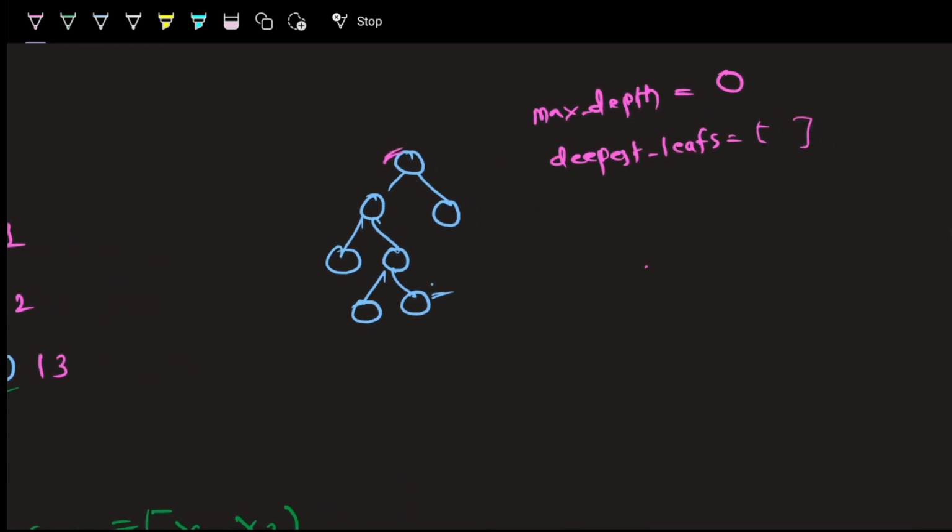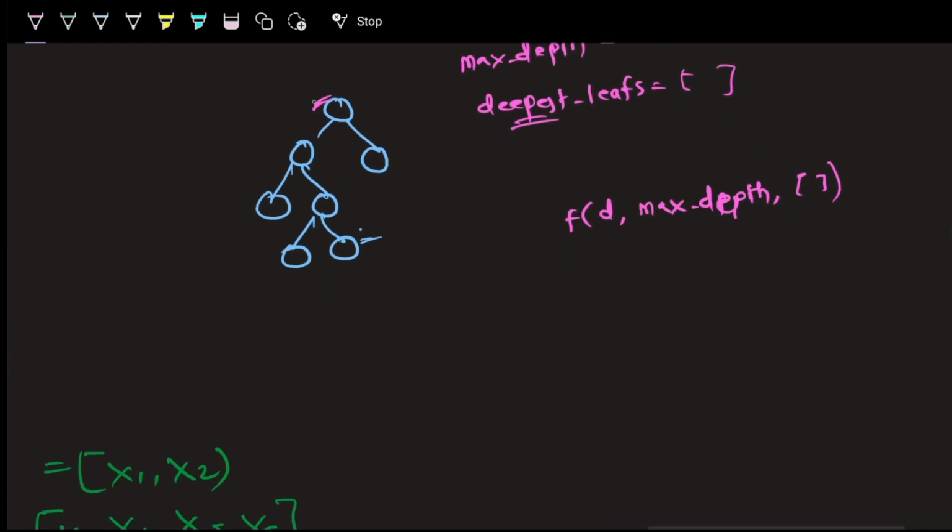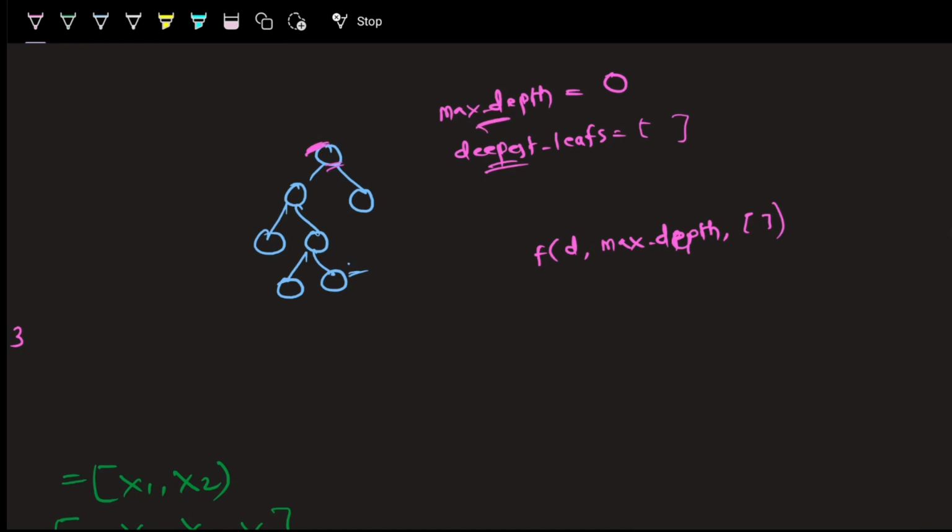I will have one function which takes the depth, the max depth, and this list. At every step I will first check what the depth is. Depth is 1 now. Is it greater than max depth? Yes. So I got a new depth, so I will assign max depth equal to 1, and whatever root I have got, I will put it into my deepest leaf. Then I will go from here to here, here and here. Now I will increase my depth by 1, so now my depth becomes 2.